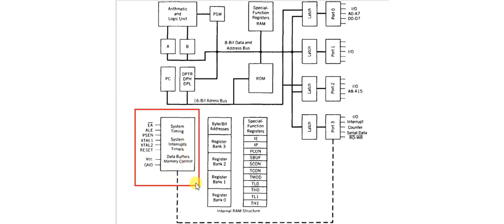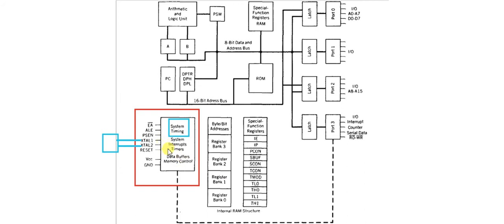Okay, so the control unit contains these portions, or it will handle this part. System timing, that means our microcontroller will work on the basis of clock frequency. So from where can we generate the clock? These two particular pins are the crystal pins, as we have seen in the pin diagram. These crystal pins are connected with the crystal, and this crystal helps to generate the clock frequency.